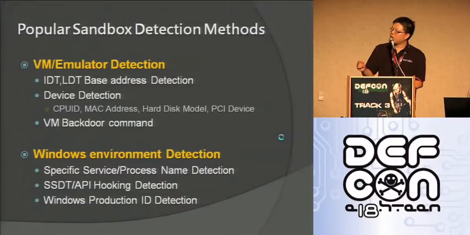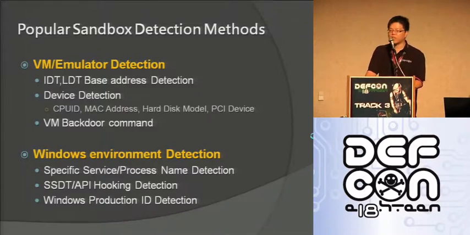Now we will also talk about how they fight against sandboxing environments, and how they can detect whether they are in a sandboxing environment or not. These are the approaches that they use. The first one is how they detect whether they are inside a VM or emulator environment. Usually, one approach is to check the base address of the IDT and LDT, because on a normal machine, the IDT and LDT address starts with A something. If it's not starting with this address, then it's probably in a VM environment.